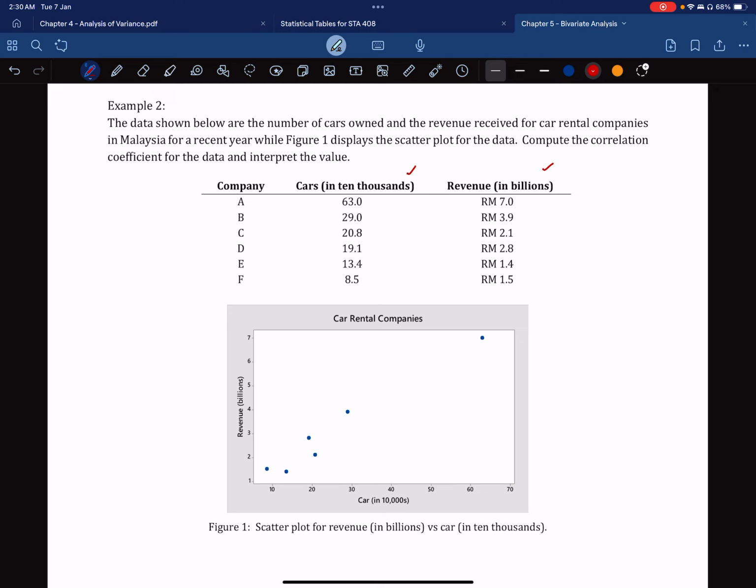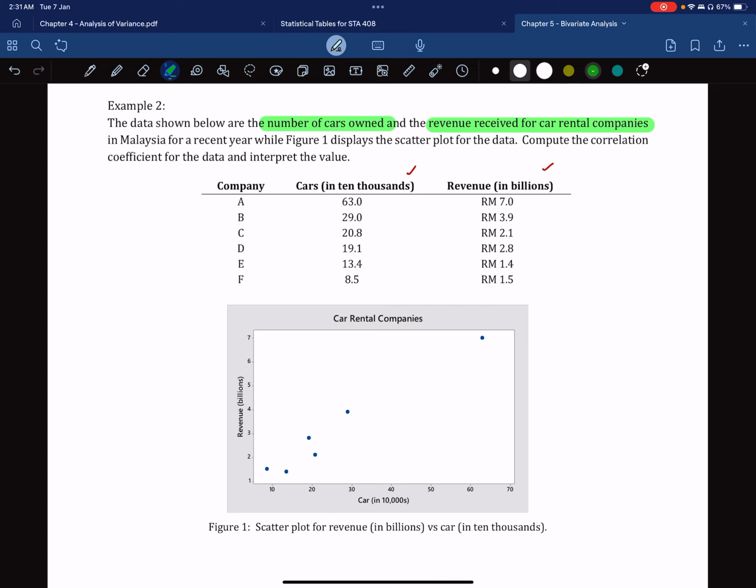The data shown below are the number of cars owned and the revenue received for car rental companies in Malaysia for a recent year. So the variables involved in this study are number of cars owned and revenue received for car rental companies. Make sure that when we ask you what the variables are, you write it fully, not just car, revenue. You have to explain. So this is number of cars owned and this is revenue.